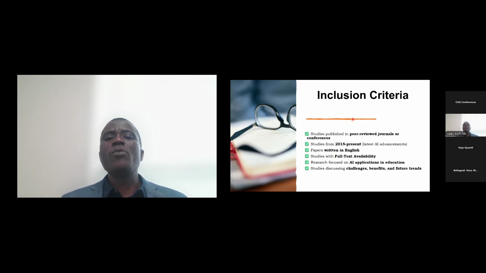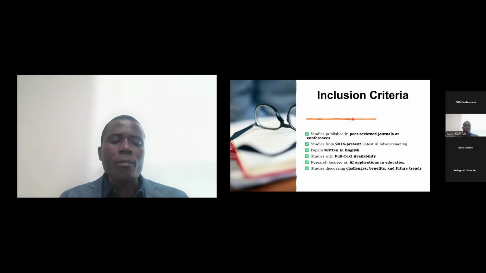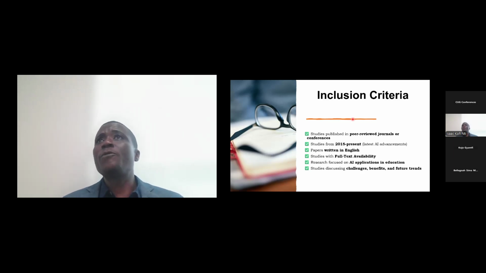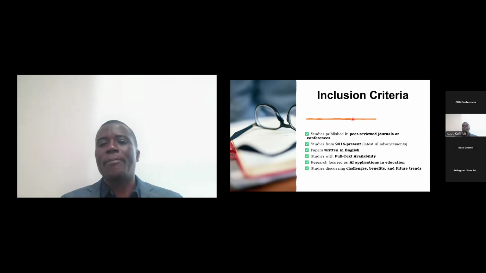Then studies with full text available. Probably your institution doesn't have access to full text. It means that you cannot get the paper if it is not open access. So you want to stick to only papers whose full text is openly available. You have to justify why you want to stay with that. You need to list all this in your work. We want to see them.